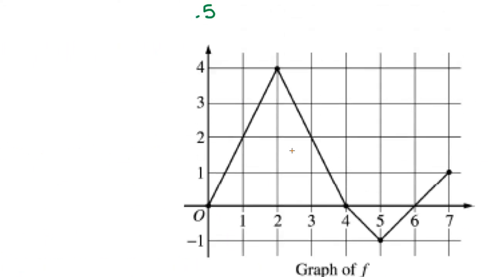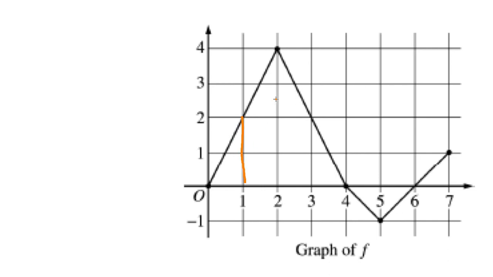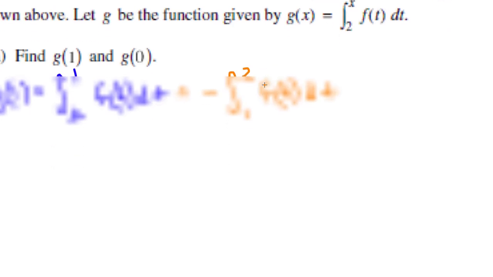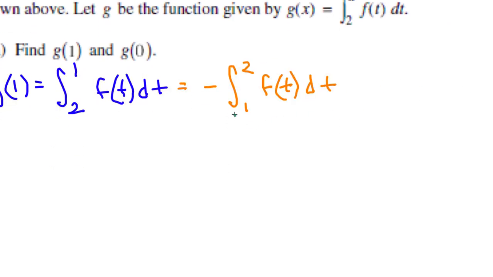And between 1 and 2, I see a rectangle here with an area of 2. This is a triangle that's 2 by 1, so an area of 1. So this integral right here is just 3. The integral is 3, so our answer is just -3.